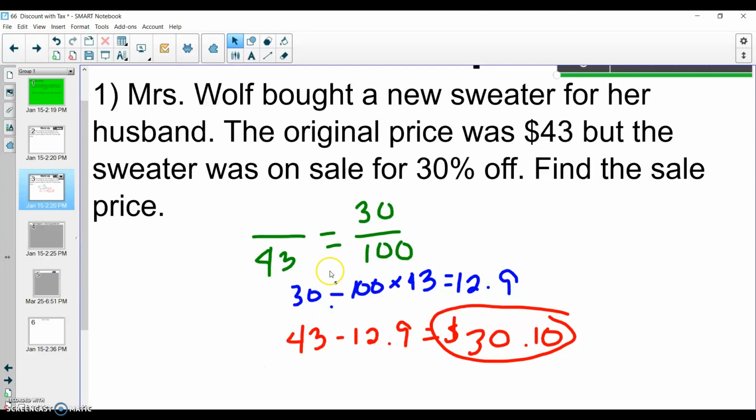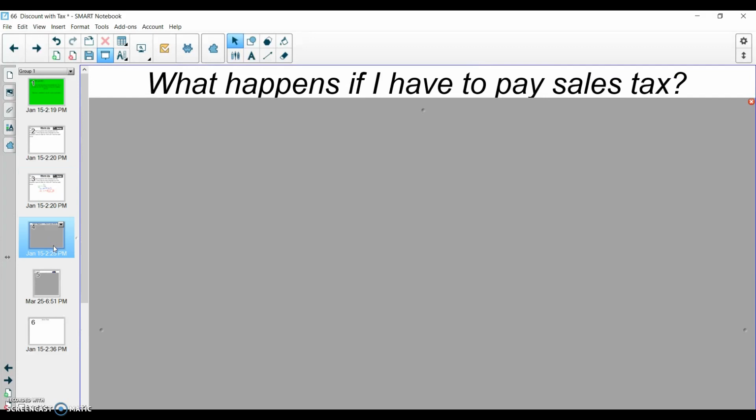So what I did is I set up my line equal sign, and then I did a strategy that a lot of you tend to use. So we changed our percent into a decimal, and we found out what that fractional part, or that decimal part of the whole number was. And then we just took our original price, we subtracted what our discount was, and that's what our final cost is going to be. Now today, the extra piece that we're adding on is what happens if you have to pay sales tax on top of that.